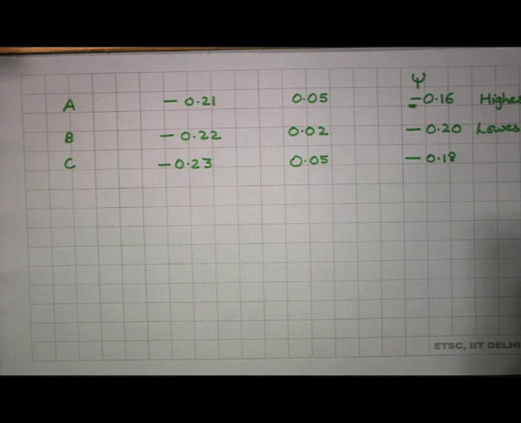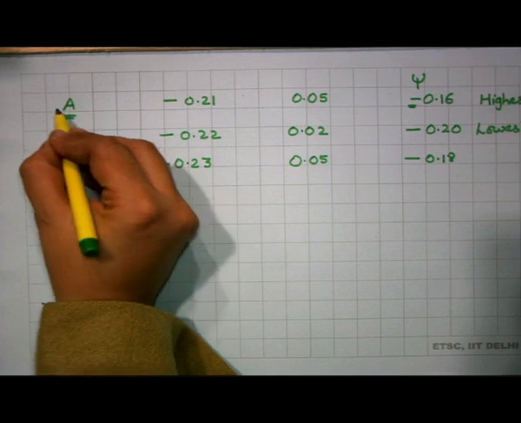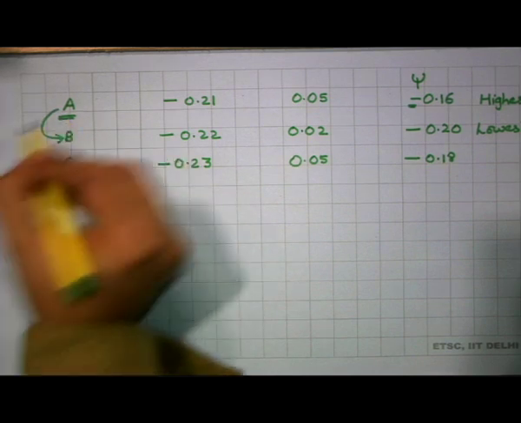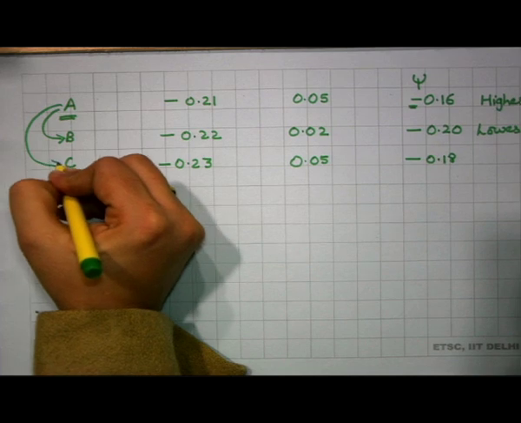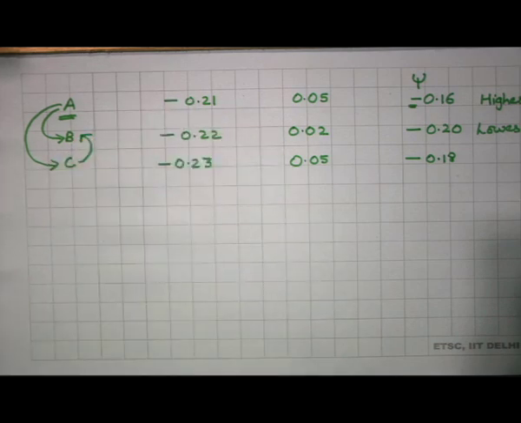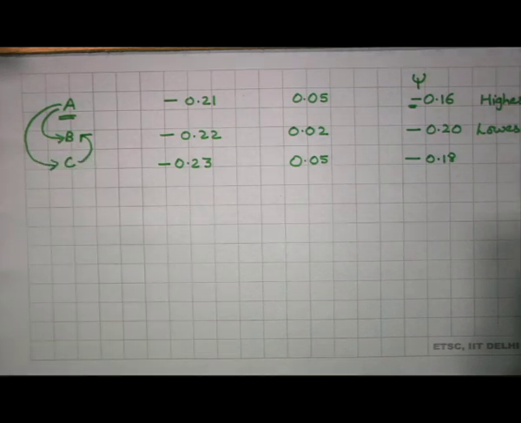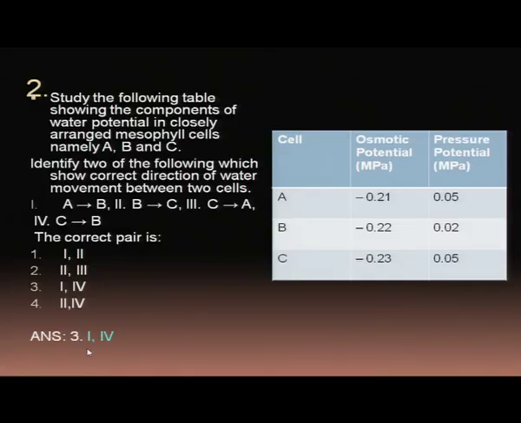Right. So, definitely water will move from A. Water can move from A to B. It can also move from A to C. Water can also move from C to D. What is not possible is movement of water from B to any other cell. So, what should be the answer? The correct pair is third, 1 and 4, that is A to B and C to B.